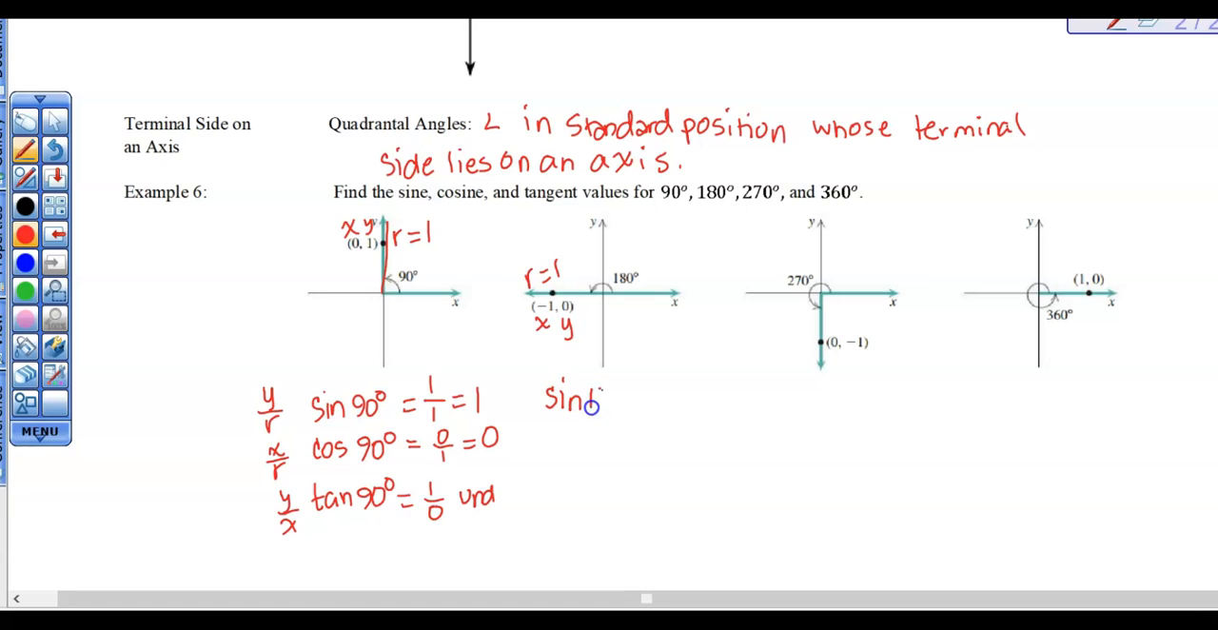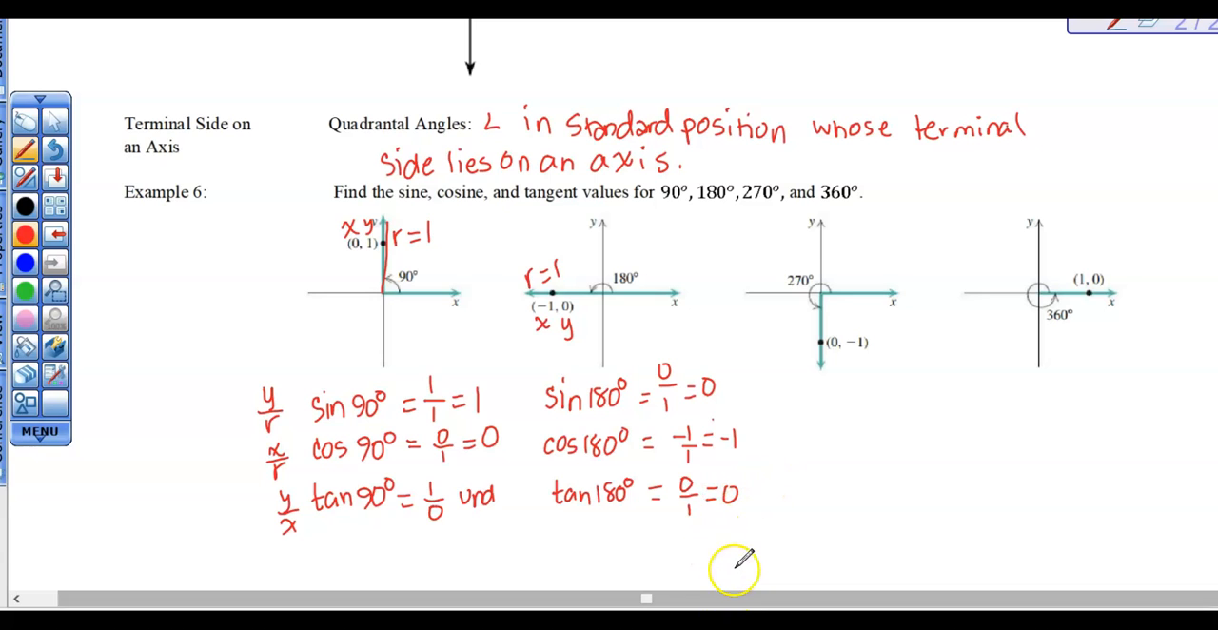So your sine of 180 degrees, y over r, is 0 over 1, so that's 0. Cosine of 180 degrees is x over r, that's -1 over your radius 1, that's -1. I'm going to clean that up, -1. And then if you look at the tangent of 180, I would like you to look at the slope of that line. That's a flat 0 slope, and that's your y over your x. So that is a 0 over 1, which is 0.